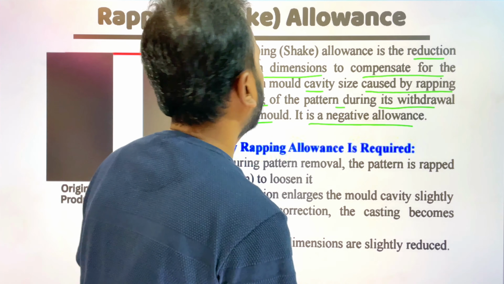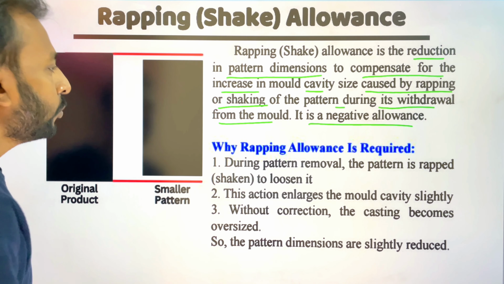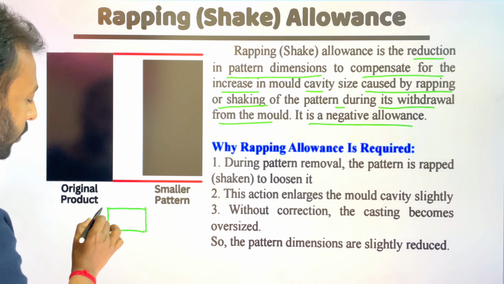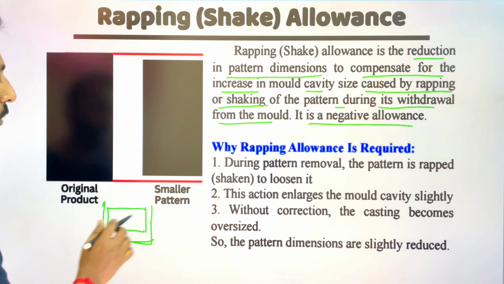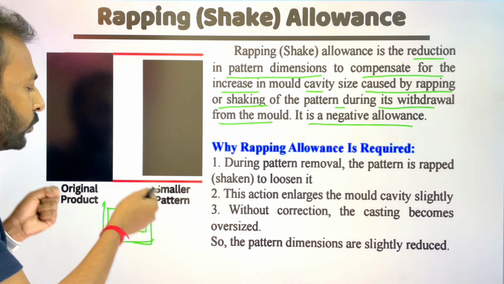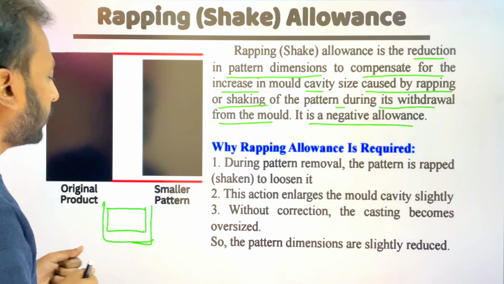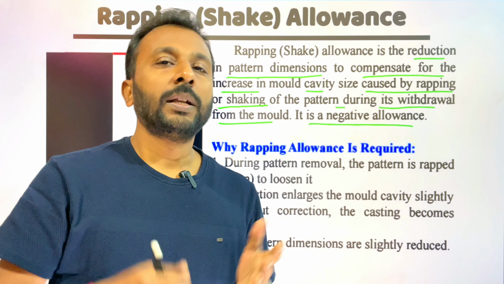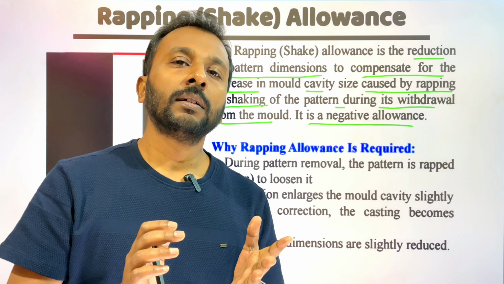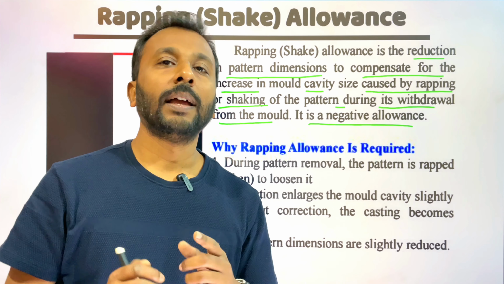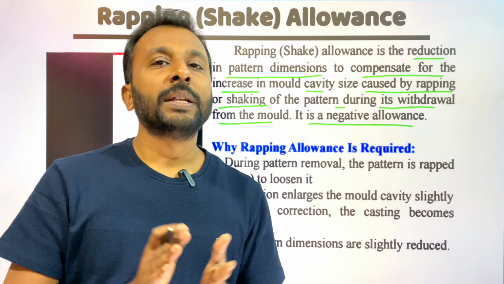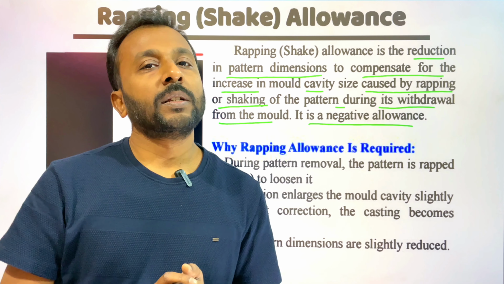It is a negative allowance. So when we are removing the pattern from the molding box, the mold cavity gets bigger by the shaking or removal of the pattern. So the product will be bigger, our calculation will be wrong, and the product will be a defective product, or we have to machine extra material, or the wastage of the material will be more.